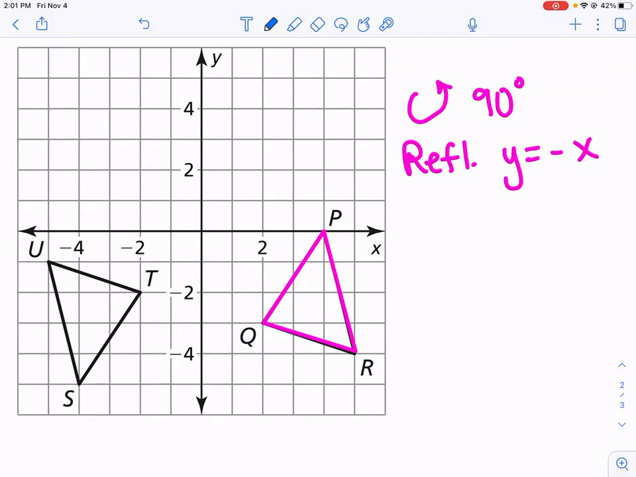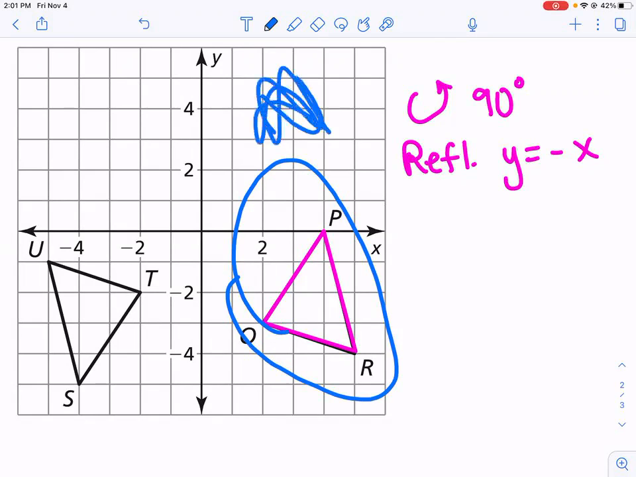Okay. If I'm rotating 90 degrees, what quadrant is this gonna end up in? This one. It's gonna be here, right?